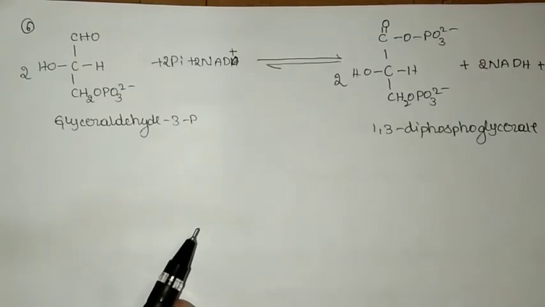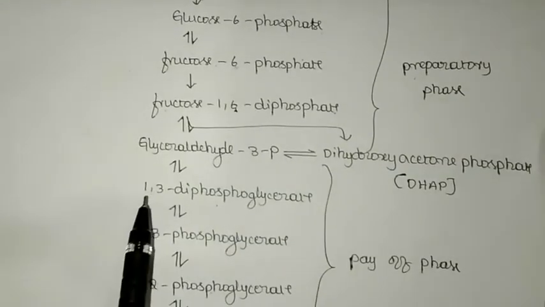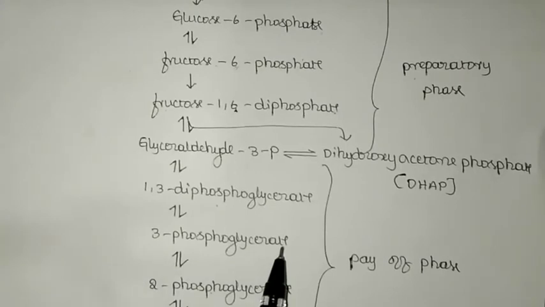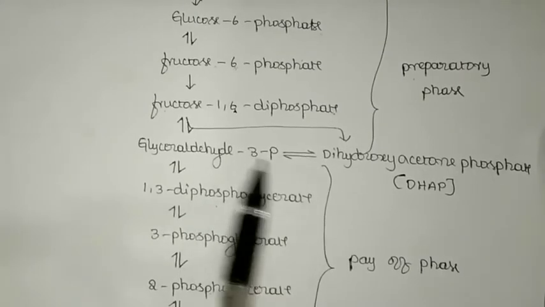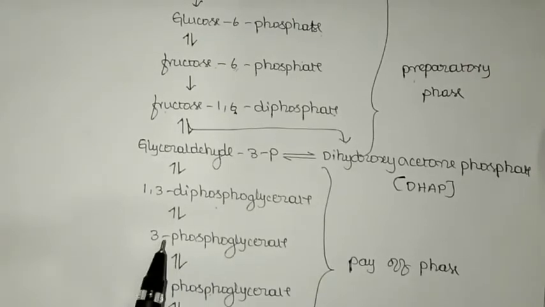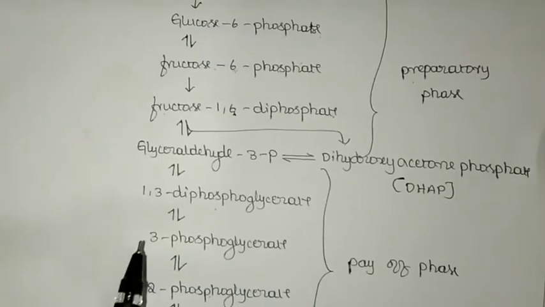And now we shall see what the 7th conversion is. The 7th conversion is that 1,3 diphosphoglycerate will change into 3-phosphoglycerate, meaning here we are removing 1 phosphate unit so as to get only 1 phosphate unit, and that would be present at the position of 3. And now we shall see how that actually happens.